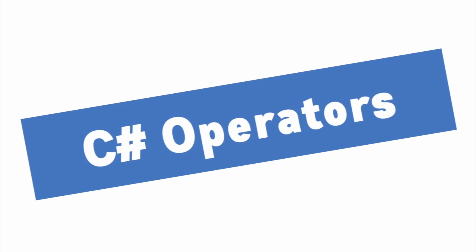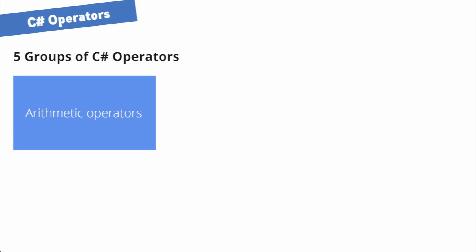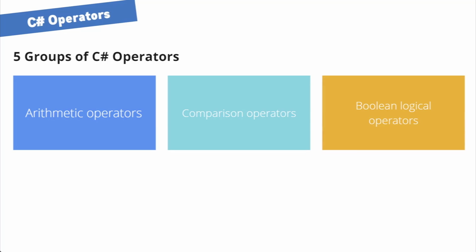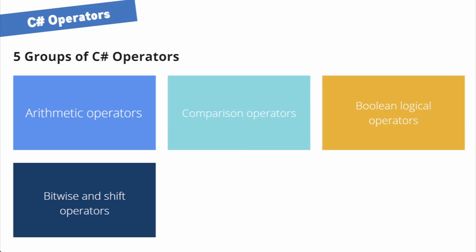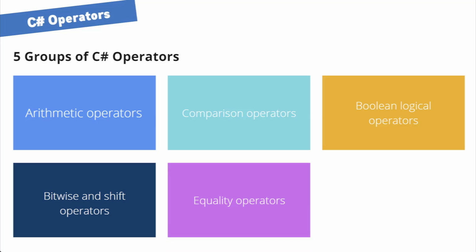C# provides many operators. Many of them are supported by the built-in types and allow you to perform operations with values of those types. In this lesson, we'll look at the 5 groups of C# operators. The 5 groups are the following: arithmetic operators, comparison operators, Boolean logical operators, bitwise and shift operators, and equality operators.